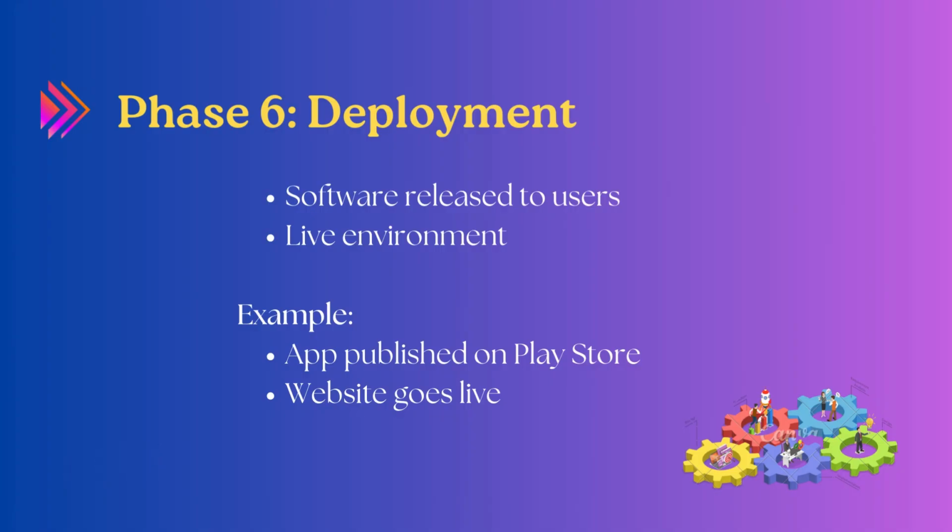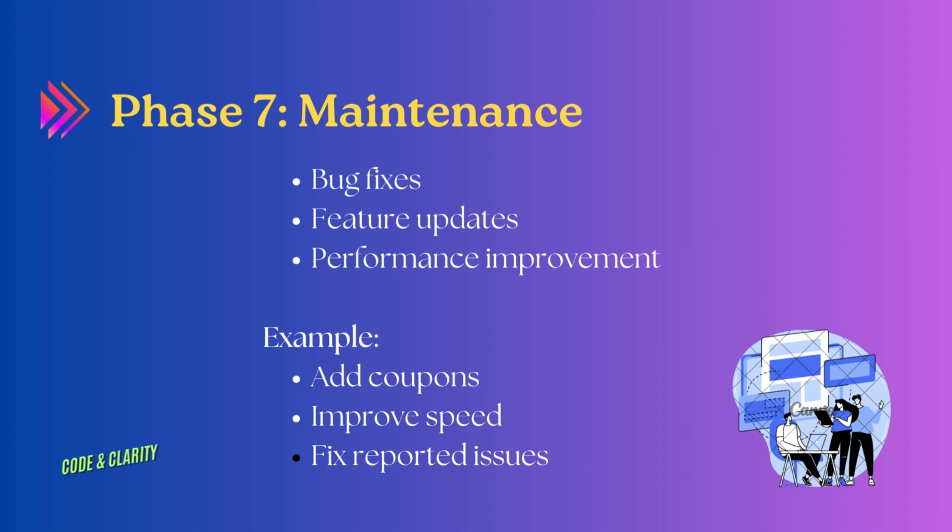SDLC doesn't end after deployment. Maintenance is an ongoing phase. This includes fixing bugs reported by users, improving performance, and also adding new features. For example, adding coupon codes, improving app speed, then fixing login issues. Most software spends maximum time in maintenance. That is very basic because anything you deploy or use needs maintenance. Similarly, the app will also need maintenance, or the website will also need maintenance. So that is the last and final phase, which is a continual phase. Anytime anything is reported, that needs to be fixed.